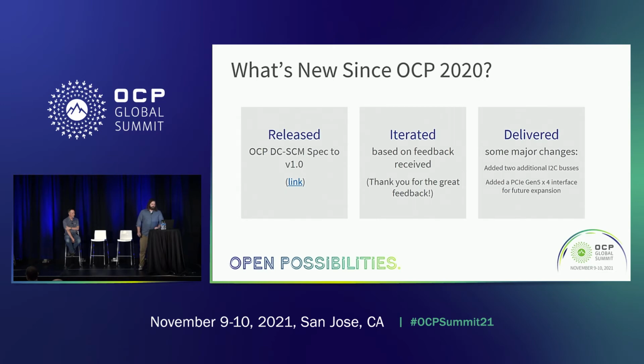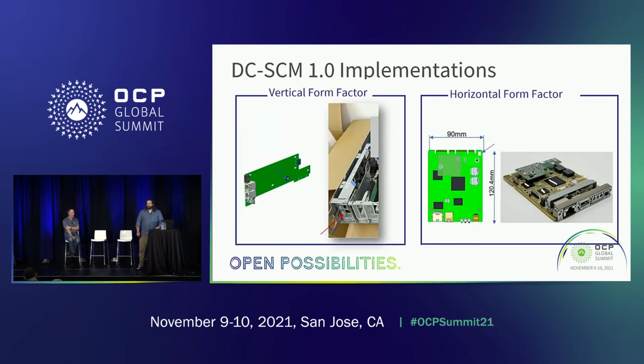So what's new since last year? I think last year version 0.7 of the SCM spec was released, and this year 1.0 is now released. Feedback was received from the community and implemented, and the major changes Priya pointed out were 2 additional I2C buses and a PCIe Gen 5 x4 connection. I think the example used in the spec is an SSD, for example, which is what you might use it for. And now we have the implementations, as CMOC mentioned. Yeah, we're making these at scale.